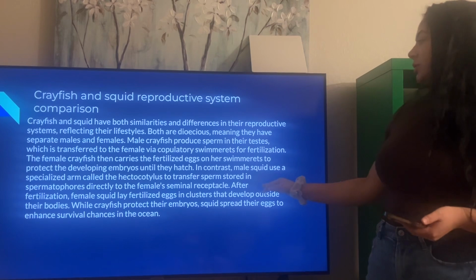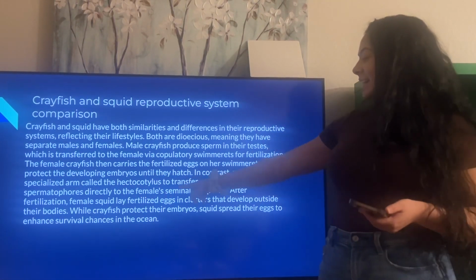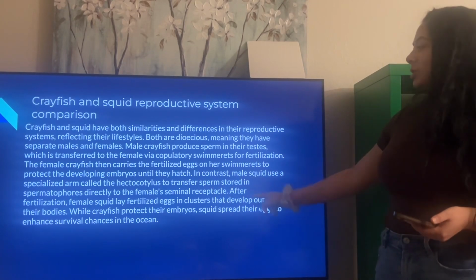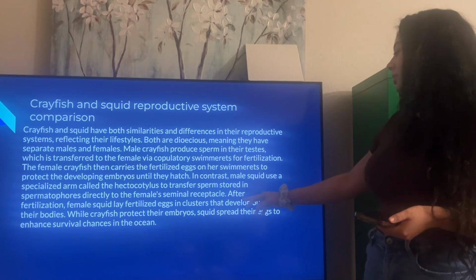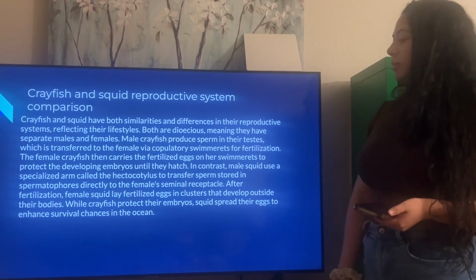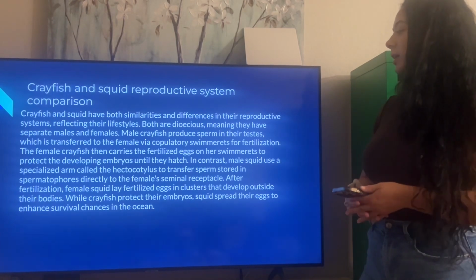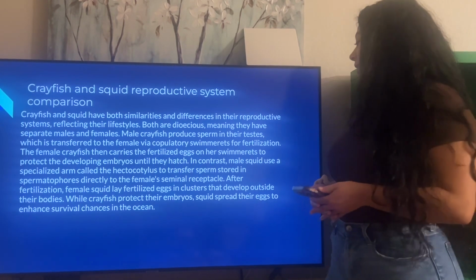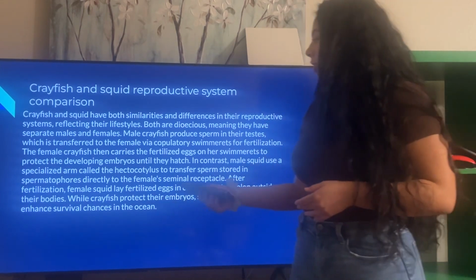In contrast, male squid use a specialized arm called the hectocotylus to transfer sperm stored in spermatophores directly to the female's seminal receptacle. After fertilization, female squid lay fertilized eggs in clusters that develop outside of their bodies. While crayfish protect their embryos, squid spread their eggs to enhance survival chances in the ocean.